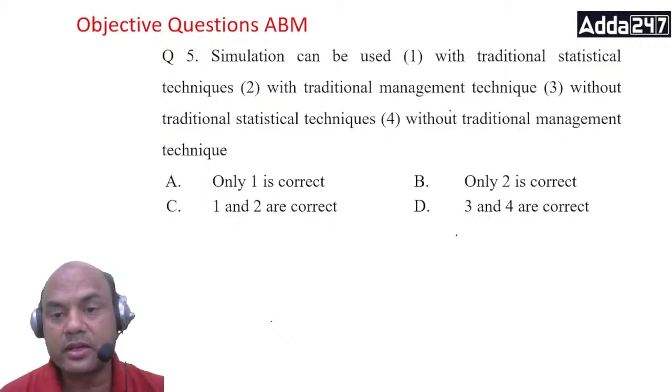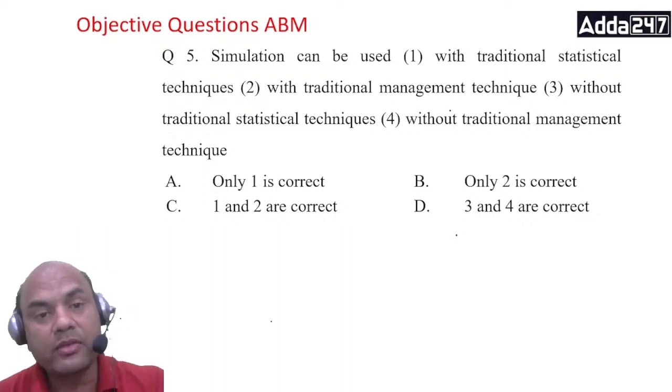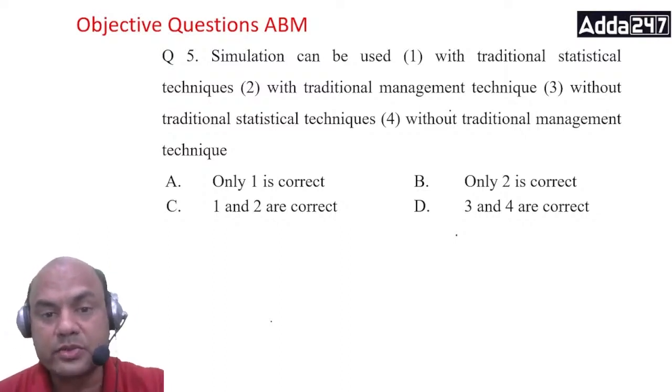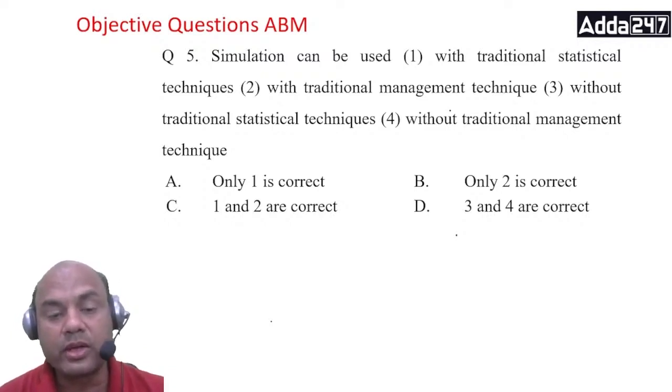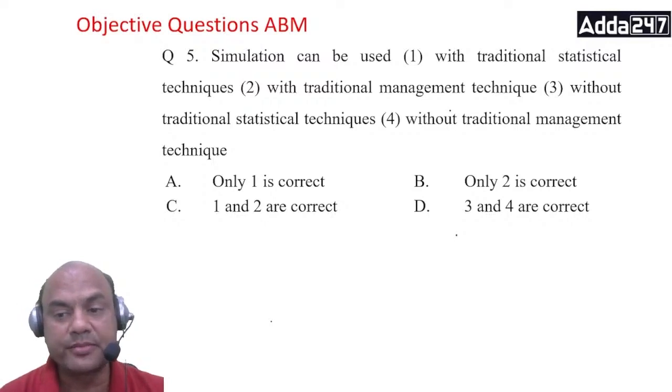Only one is correct. Only two is correct. 1 and 2 are correct. And 3 and 4 are correct. Which one is correct over here? Now this is a bit tricky one, because if you get such a question in exam, you will definitely get tricked over here. Okay. Now think and type in the comment section. Let me see. Okay.